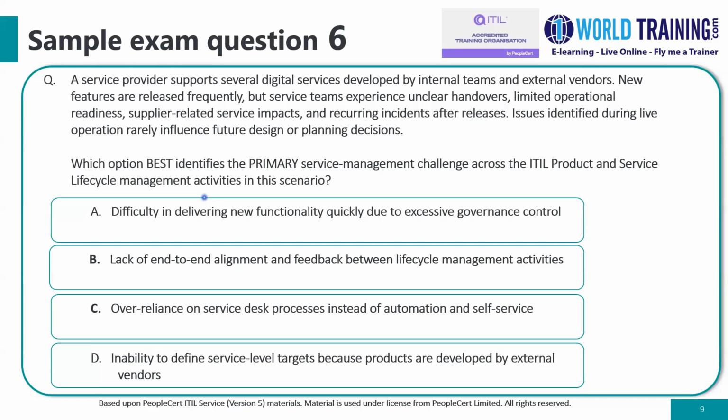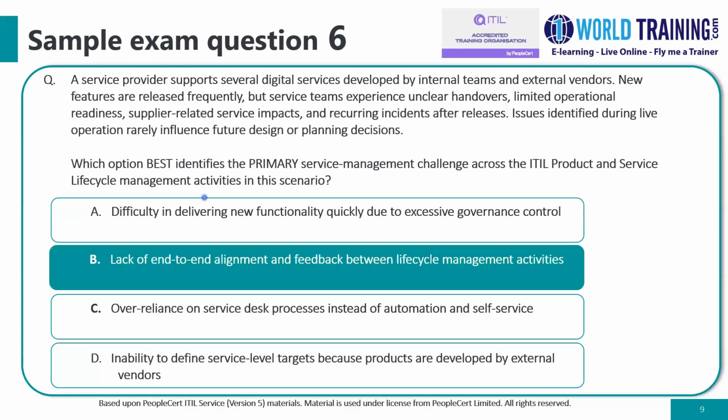Choice B, lack of end-to-end alignment and feedback between the lifecycle management activities. That would be correct. We can see that clearly in the question. Because there is poor handover, limited readiness, supplier impacts, recurring incidents after release, and absence of feedback from live operation into future design and planning. So this is all related to weak lifecycle integration. In fact, an operating model should include all product and service management activities within the organization's scope of responsibility aligned with the purpose and business model of the organization.